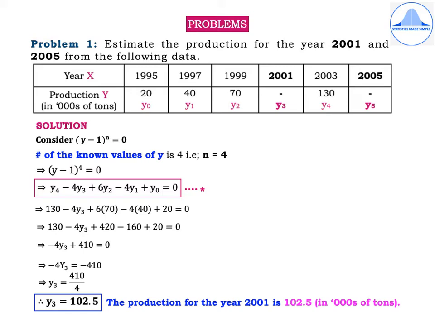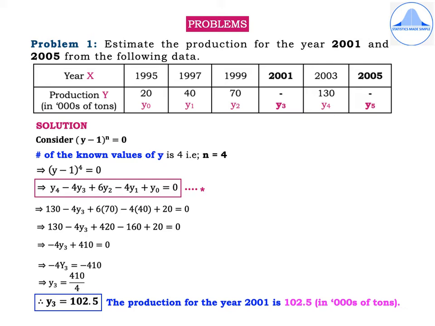So starting with the solution, we see that the two conditions for which the binomial expansion method can be used are satisfied. That is, the difference between the x values is the same. That is, the difference is 2 years. And we also see the production, which is y3 and y5, which we have to estimate, belong to the x values 2001 and 2005, which lie in the table.